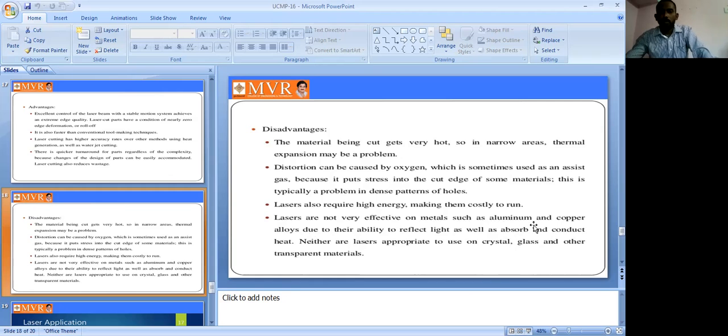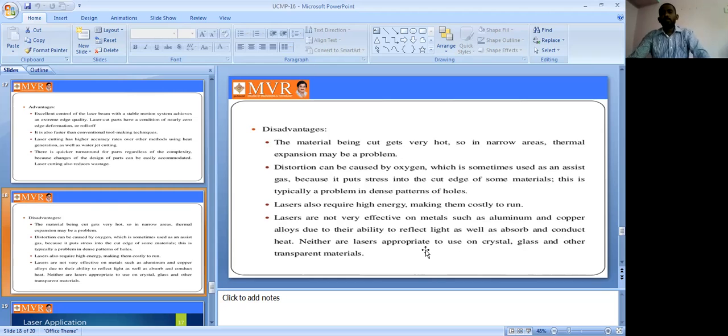So that's why aluminum and copper alloys, due to their ability to reflect light as well as absorb and conduct heat, are not suitable. Neither are lasers appropriate to use on crystal, glass and other transparent materials for the laser beam machining process.